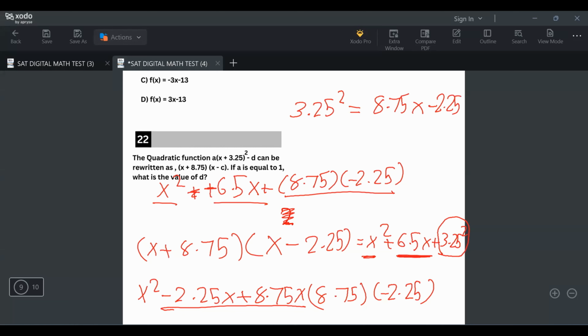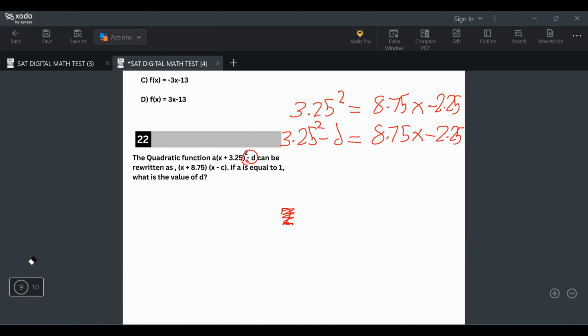Yeah, sorry, it's 3.25 minus D. I forgot the D. We're actually solving for D. About 2 minus D is equal to 8.75x. Sorry, multiply negative 2.25. Let me clear this space here.